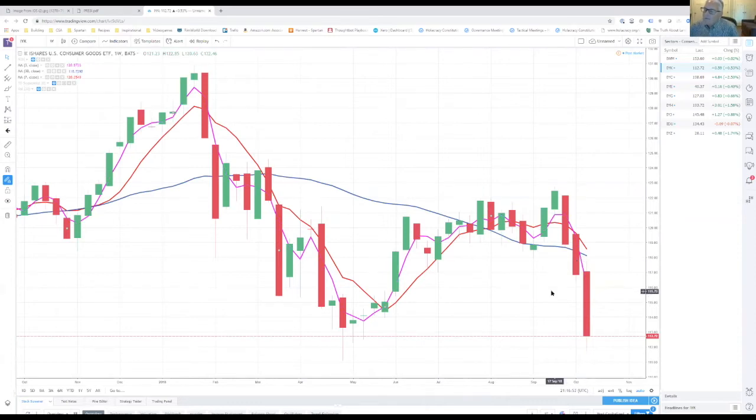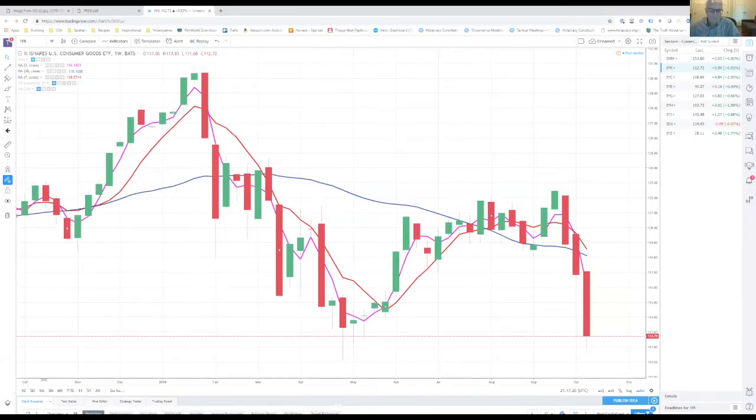We are now in a position in which the price is below the long-term moving average, which is below the intermediate term moving average, and the short-term moving average has cut down through both of them, and price is below it. This is a part of the US stock market that's in trouble.